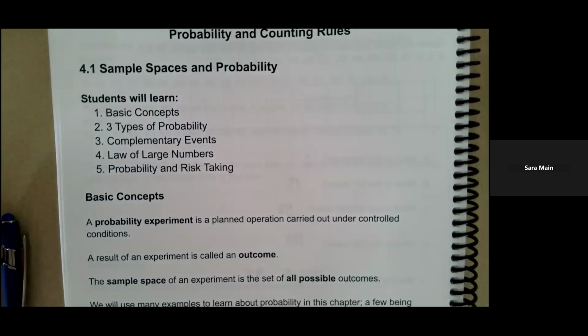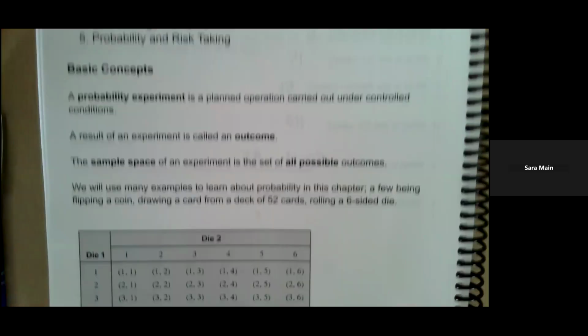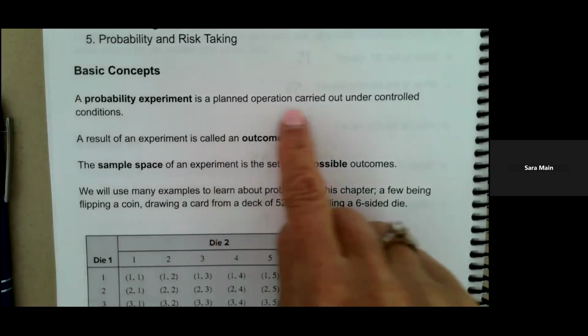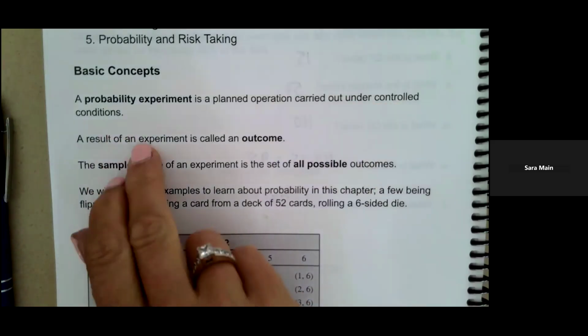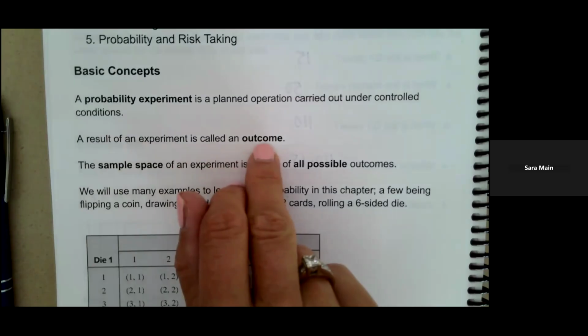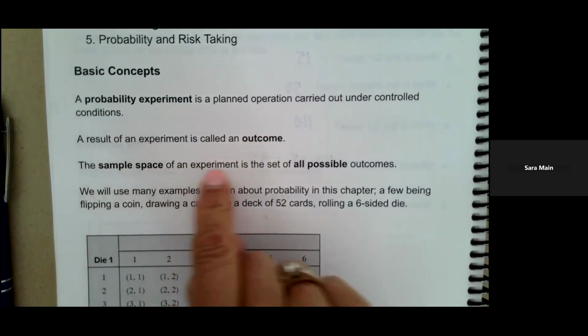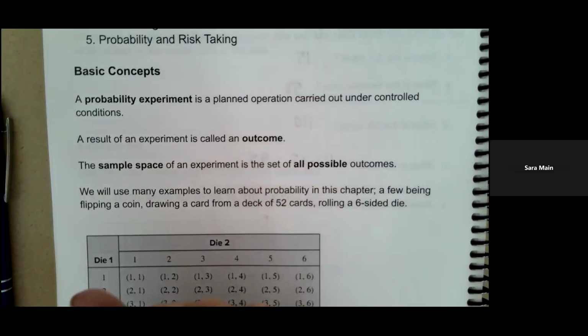So some basic concepts. A probability experiment is a planned operation carried out under controlled conditions. A result of an experiment is called an outcome. The sample space of an experiment is the set of all possible outcomes.